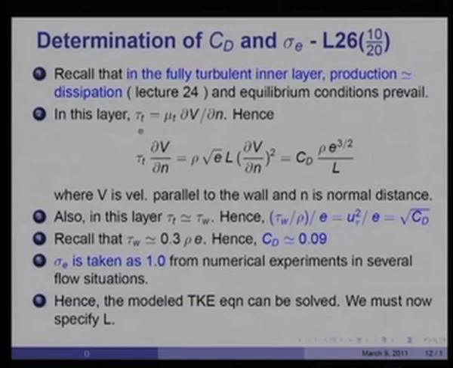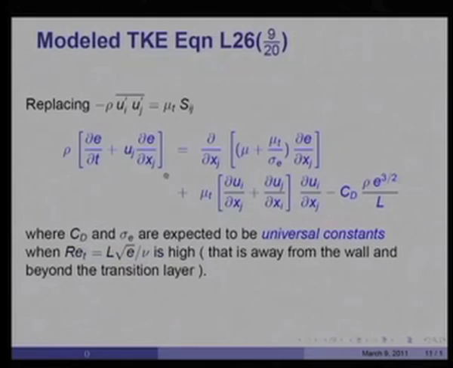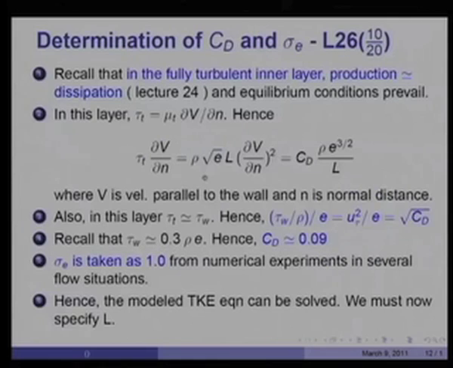And in this layer, tau t is equal to mu t dV by dN, and hence tau t dV by dN, which would be the production term in the two dimensional boundary layer or very close to the wall, is equal to rho square root of E L dV by dN whole square, equal to C d rho e raised to 3 by 2 by L, which is the dissipation, where V is the velocity parallel to the wall and N is the normal distance.